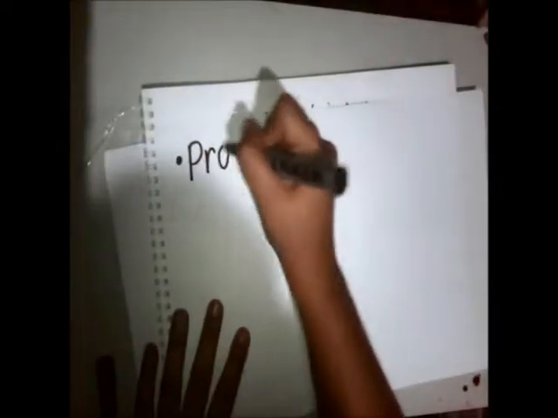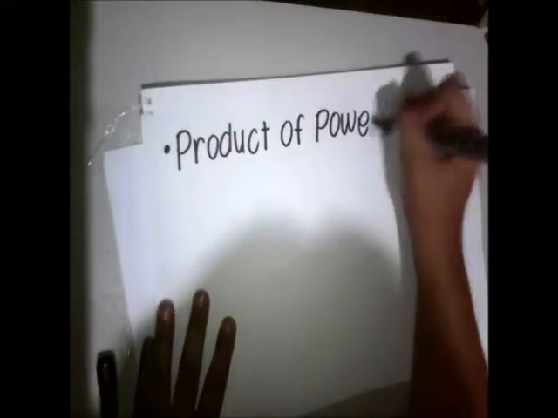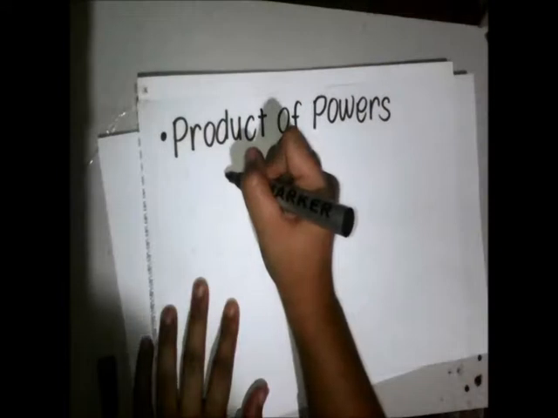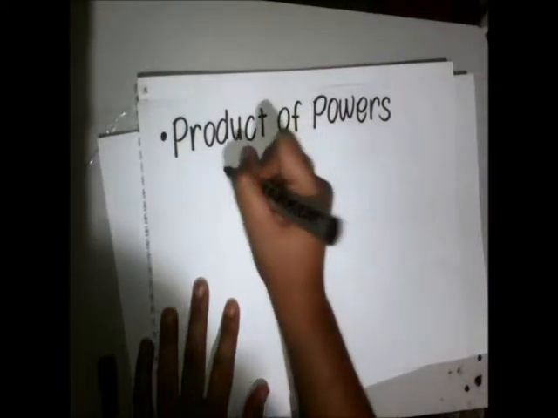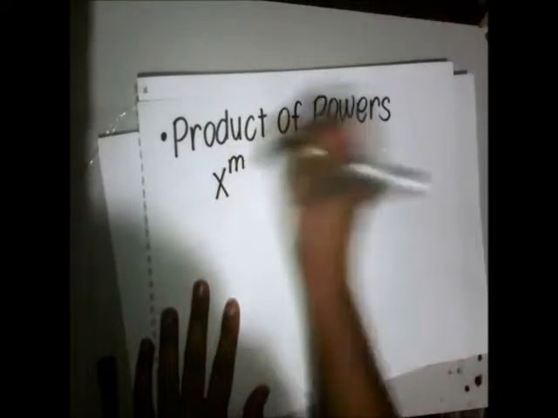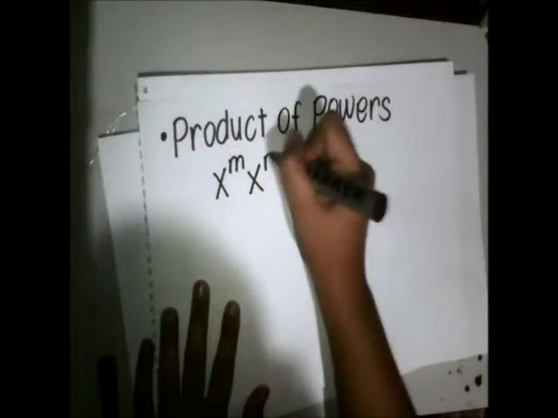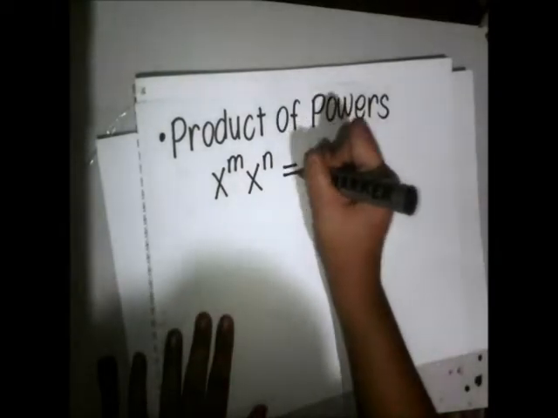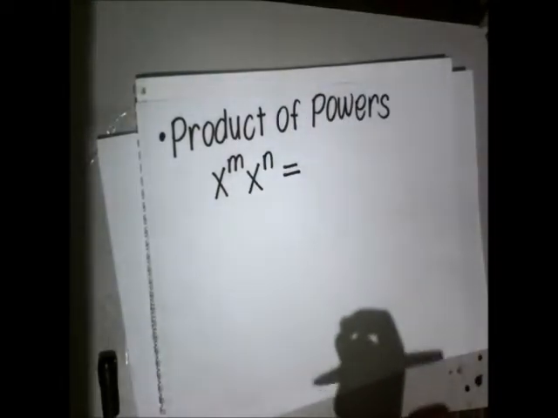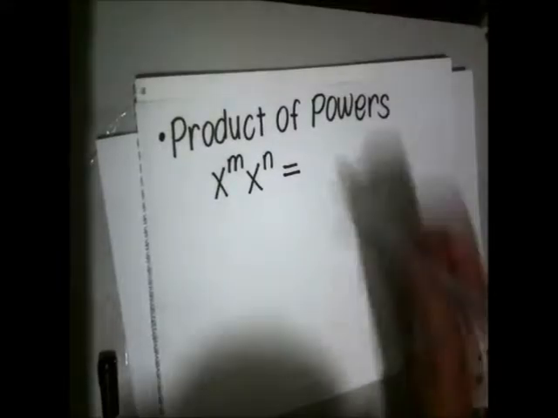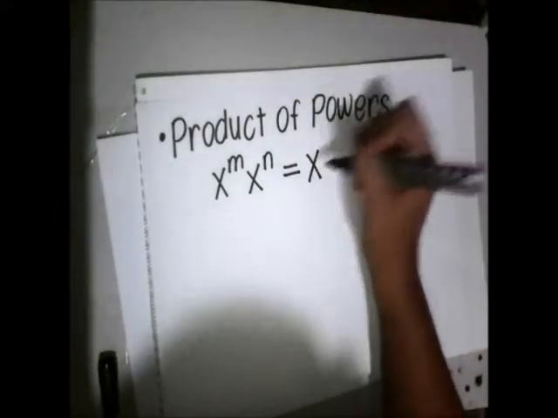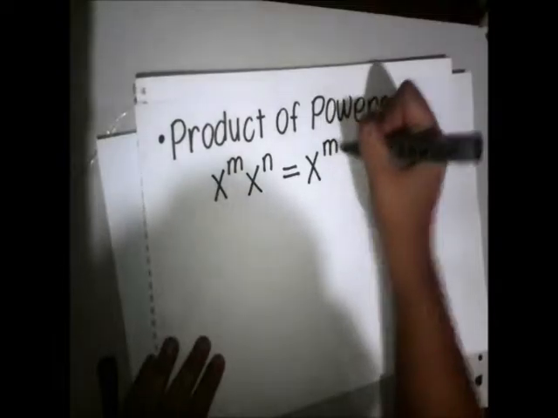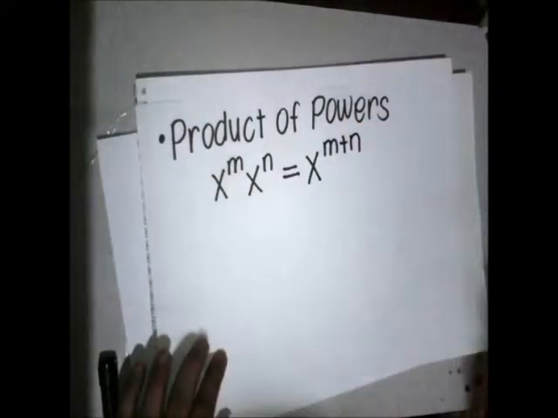First, we have the product of powers. We have here a symbolic form for an exponential notation. For the product of powers, we have x raised to m times x raised to n. So when multiplying exponential notations with the same base, just copy the base and add the exponent.